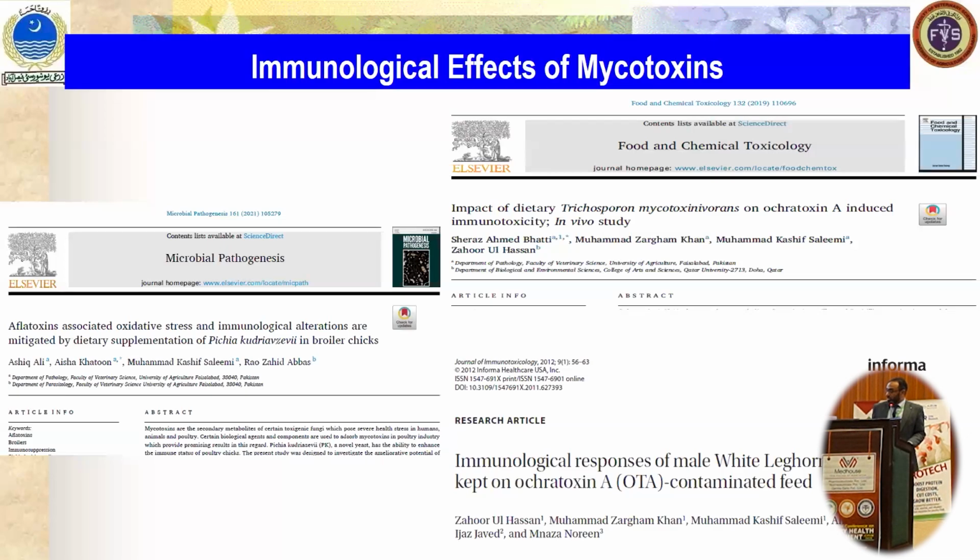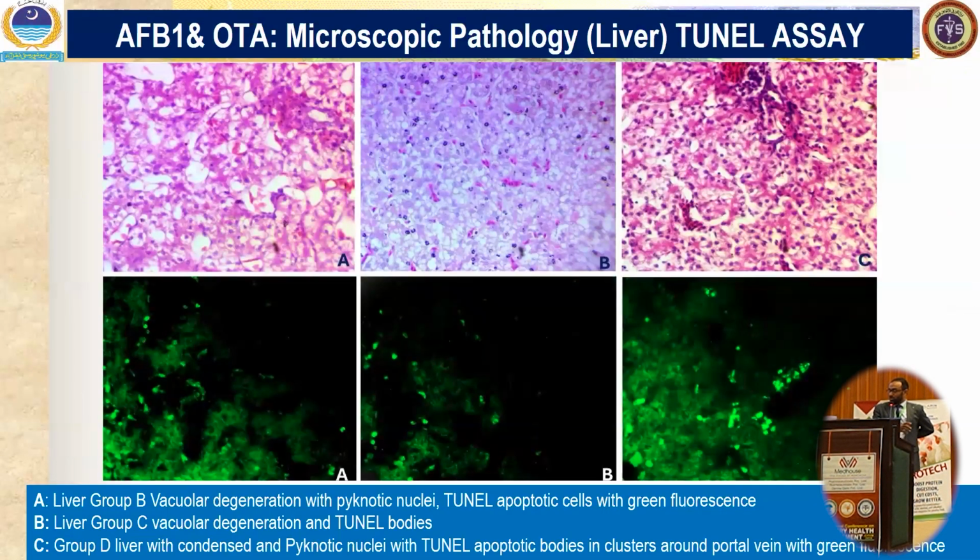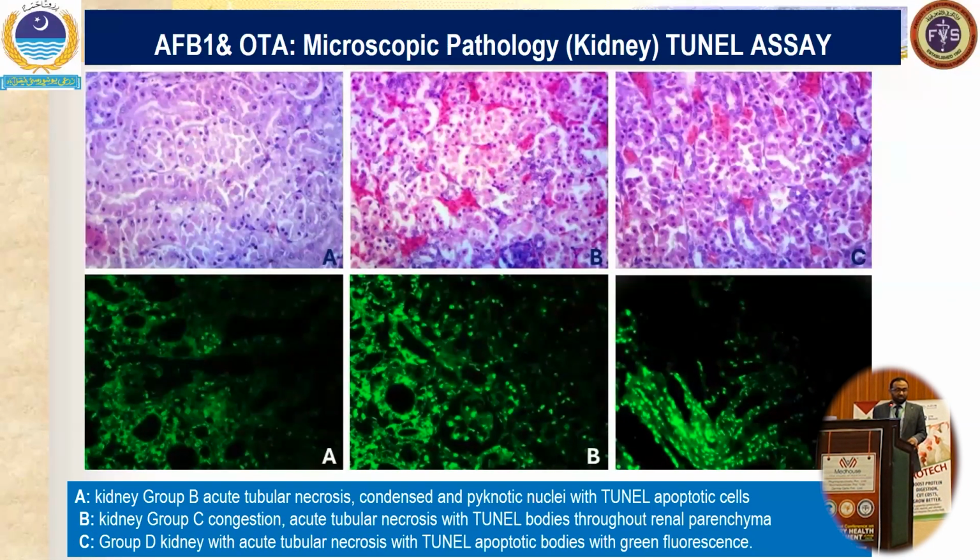This is the paper that we published from these immunological studies. And this is a recent study. My student Salman, who is also giving a talk, did this in his PhD work with the TUNEL assay. The upper one is histopathological slides with H&E stain, and in the lower one you can see the TUNEL assay, indicating apoptotic cells with green fluorescence in A, B, and C. And similarly, those are seen in the kidneys. These are the apoptotic bodies.